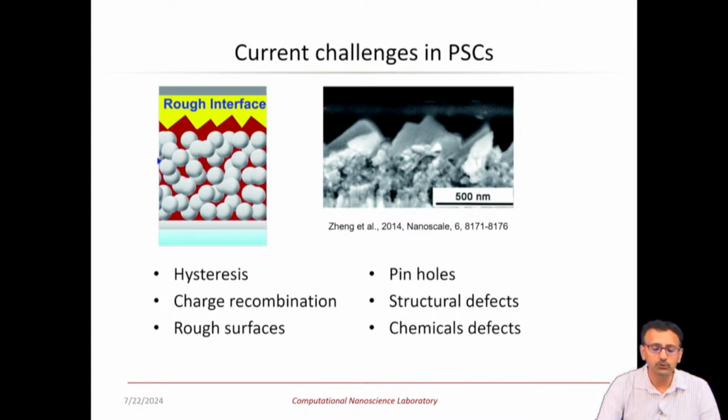So, this solution based processing oftentimes leads to very rough interfaces between, let us say, the absorber layer and the electron transport layer, and the defects that result, such as these pinholes and structural defects, and also chemical defects such as excess halides, etc., lead to loss in efficiency and charge recombination. So, basically, if you are working in this technology, the main thing is how do you make very even and smooth thin films of these materials with a smooth interface between them.